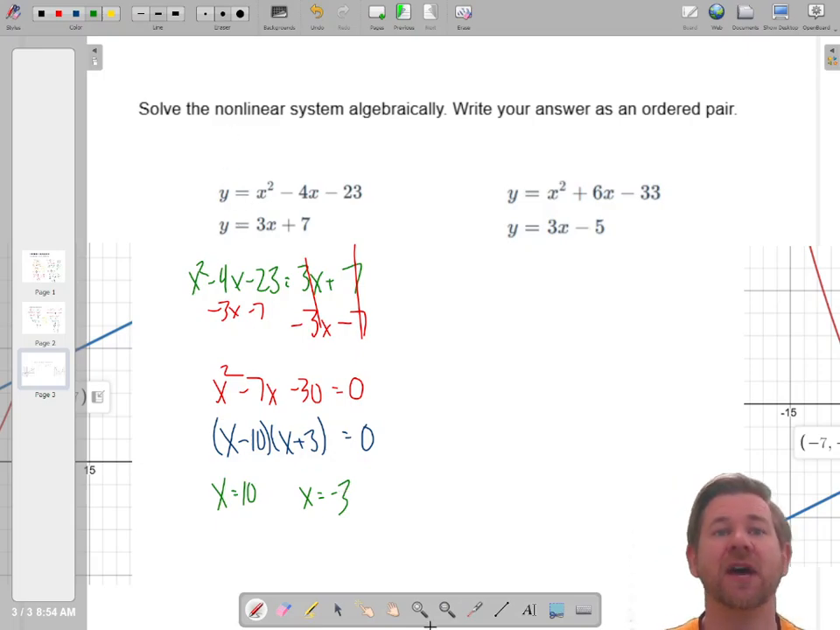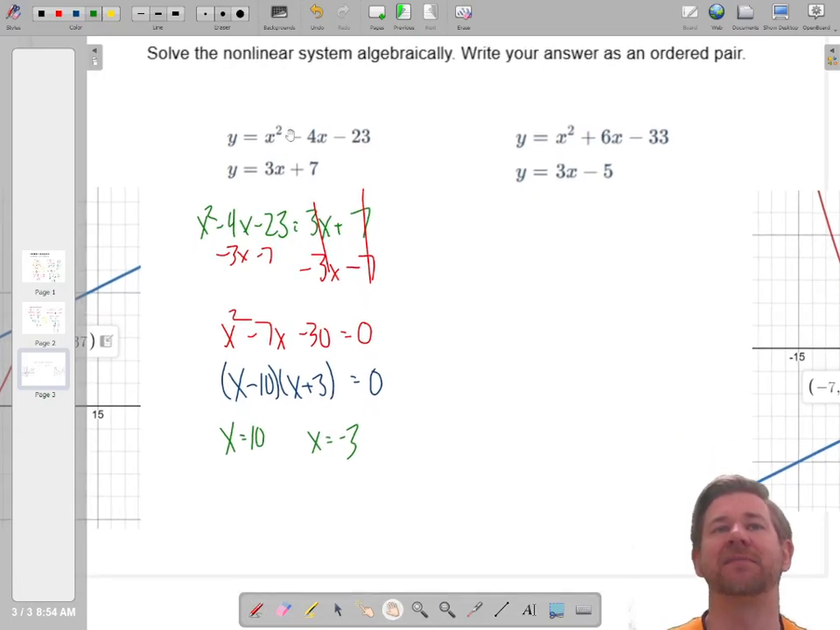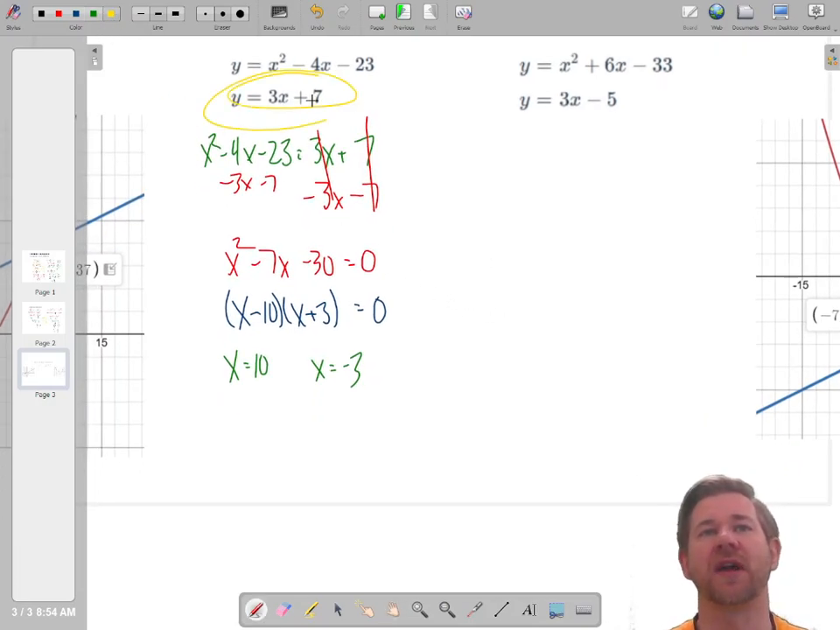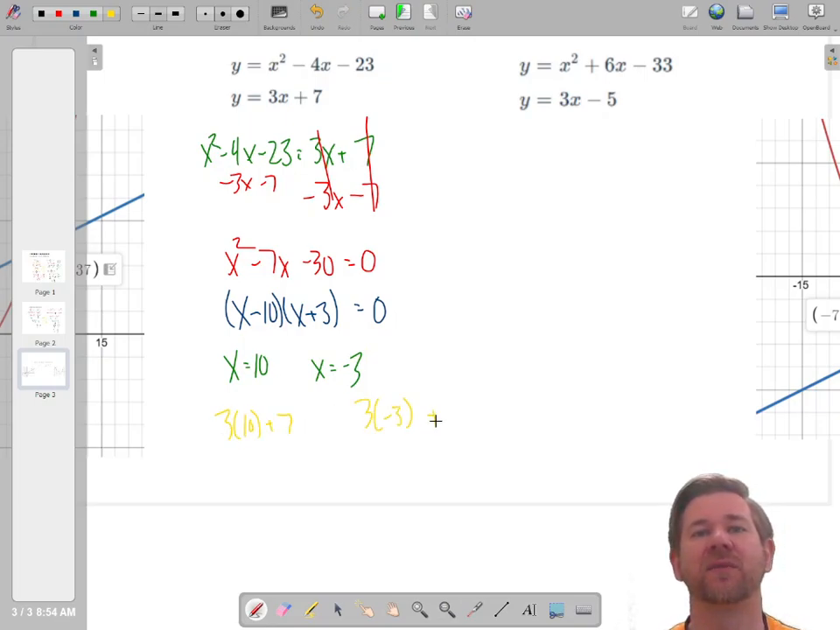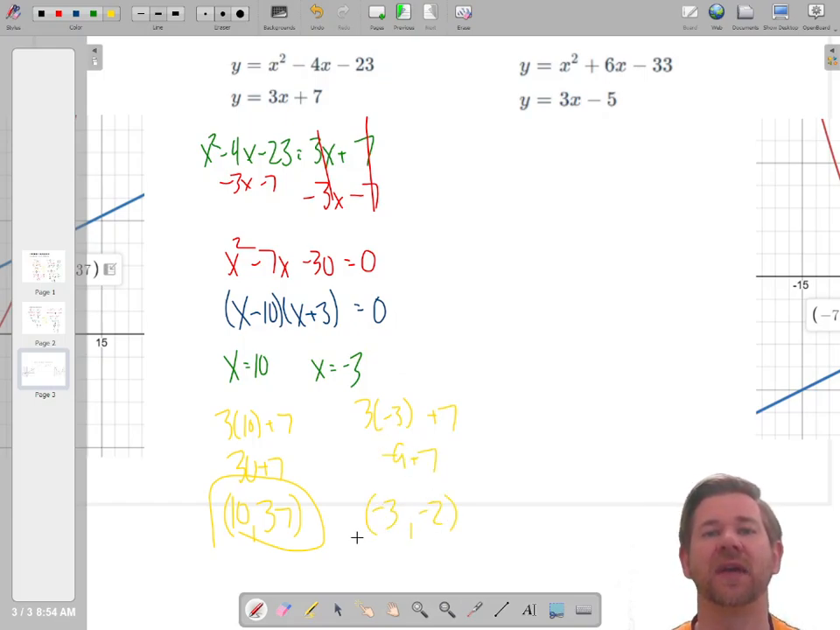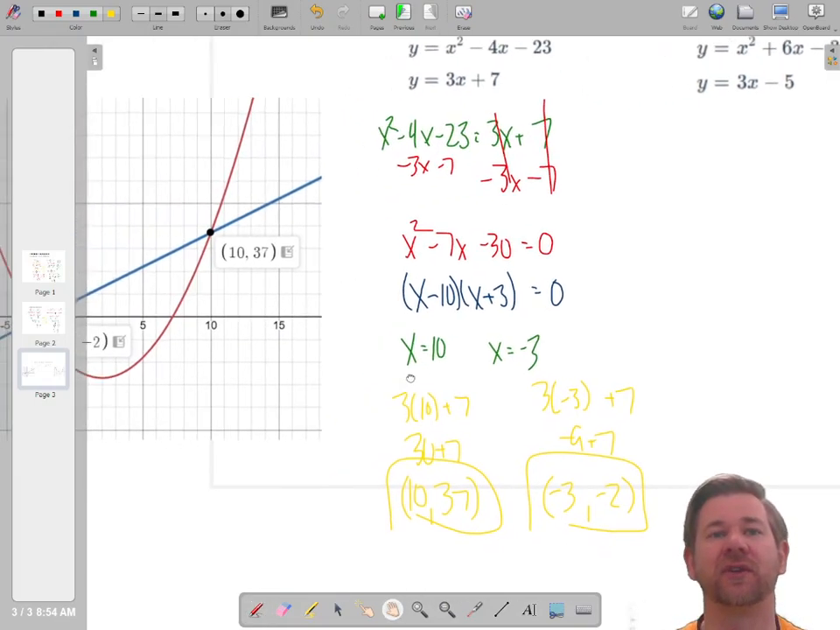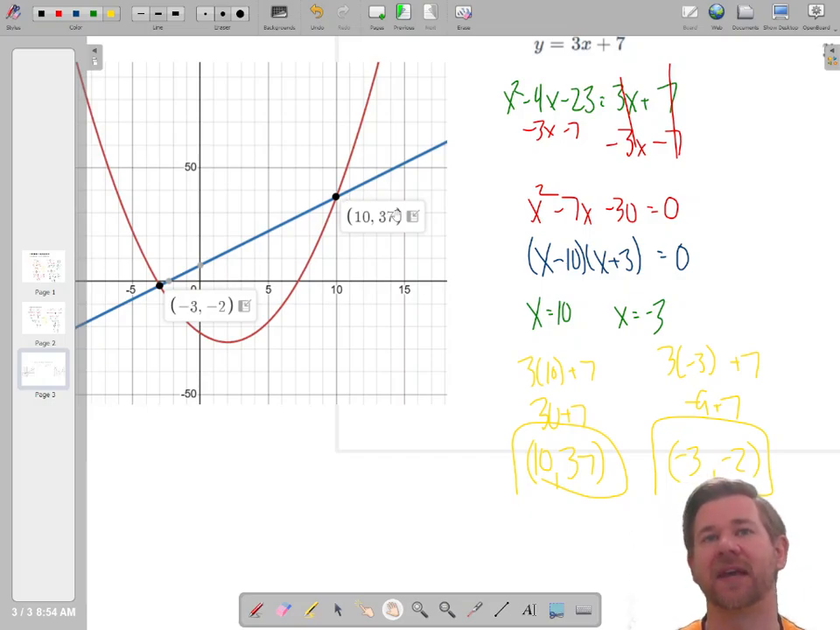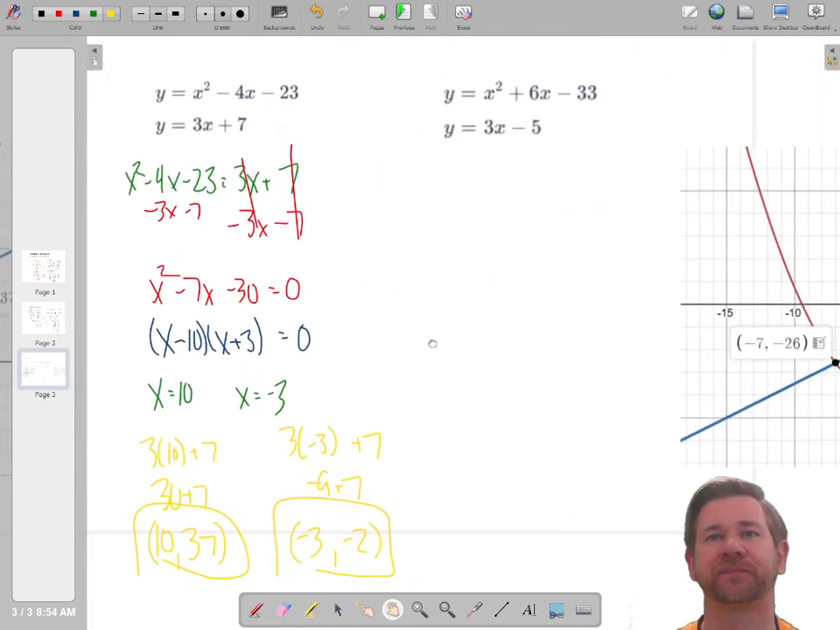Those are the x values, but we also need to find the y values, and it doesn't matter which one we plug it into, so work smarter, not harder. Plug it into the easier one right there, and let's say 3 times 10 plus 7, or 3 times negative 3 plus 7. That's 30 plus 7. So when you plug in 10, you get 37. That's one of our answers. And here, negative 9 plus 7 is negative 2. When you plug in negative 3, you get negative 2. That's the other answer. We found them algebraically, but if you look over here at the graph, you can see that that's where they intersect. 10, 37, and negative 3, negative 2.